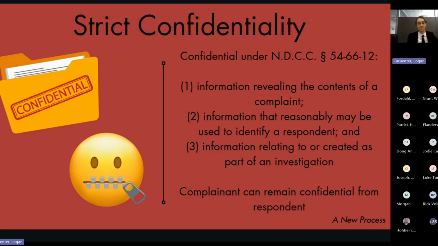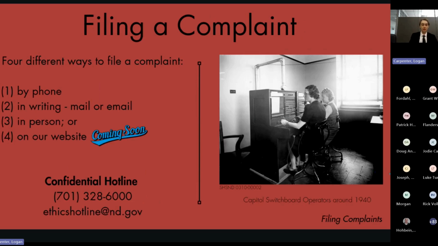Thank you, Rebecca. So let's start off with filing a complaint with the commission. An individual can file a complaint with the Ethics Commission 4 different ways: by phone. Article 14, Section 3 of the North Dakota Constitution requires the commission to, quote, maintain a confidential whistleblower hotline. The second way you can file a complaint is in writing, either through mail or email. Third, in person. Or 4, this is coming soon. On our website, you will be able to fill out the complaint form and submit it online.